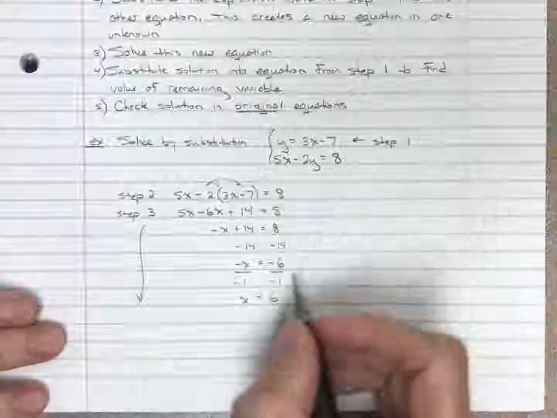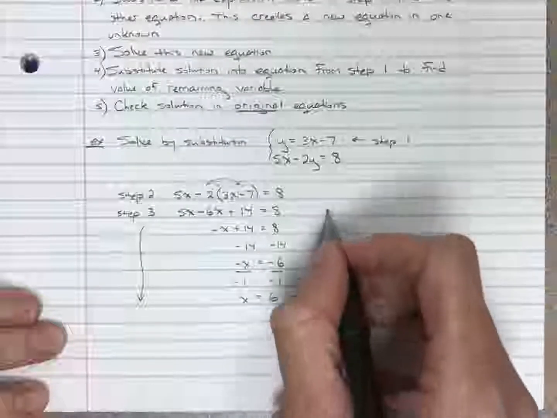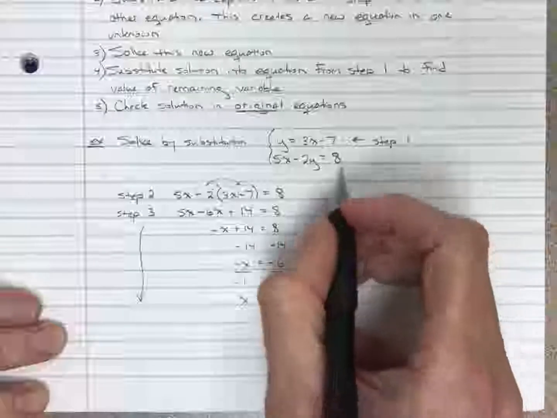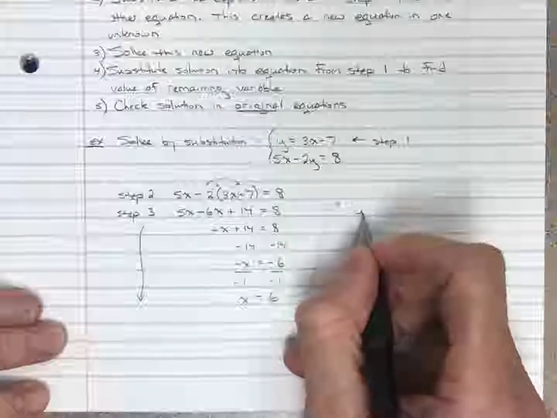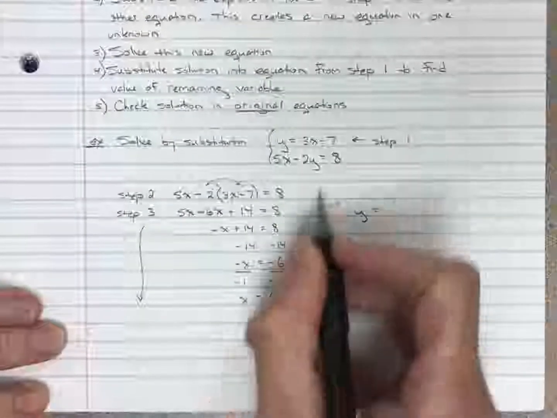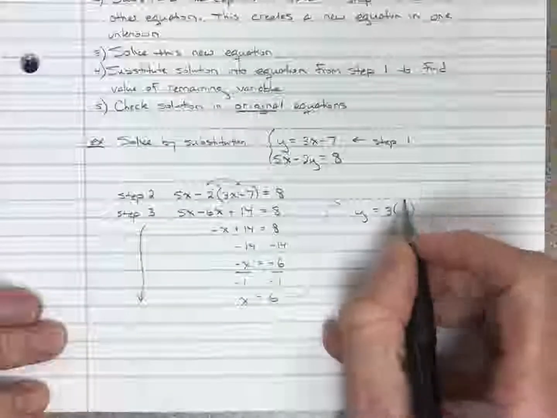Okay, step 4. Take our 6 and let's substitute that into the equation from step 1, which was this one. So I know y is equal to 3x minus 7. So if I know what x is, I can substitute it.